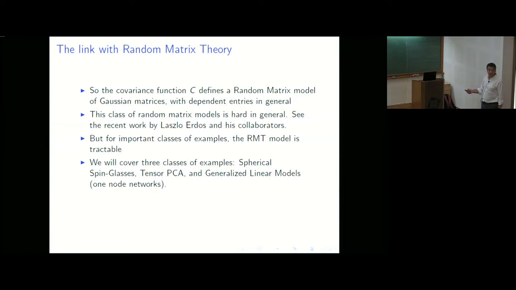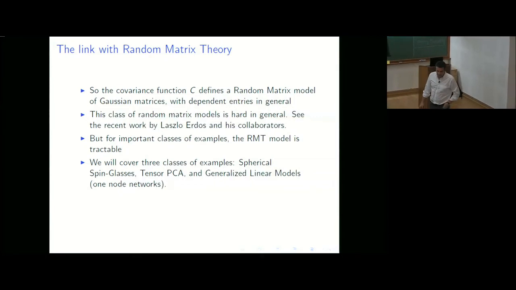You have a random matrix for the Hessian of one problem. But this random matrix might be correlated with the random matrix of the Hessian of another problem.